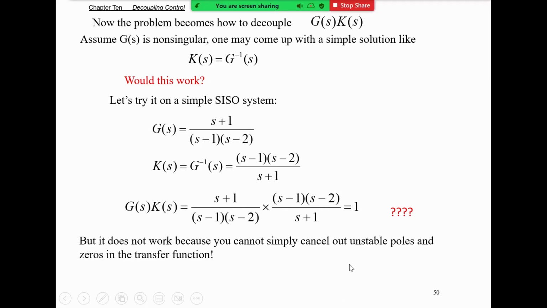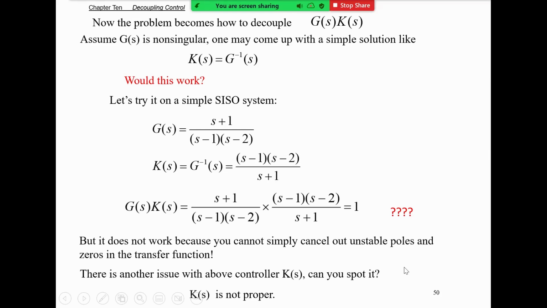It doesn't work out because you cannot simply cancel out these unstable poles and zeros in the transfer function. Not only that problem, there is also another problem with this controller. What was the problem with this controller? It's not proper. What is the relative degree? Minus 1. It cannot be negative for a controller, so it's not proper. Of course, that is a minor issue. The issue is this: can we cancel out in this way?